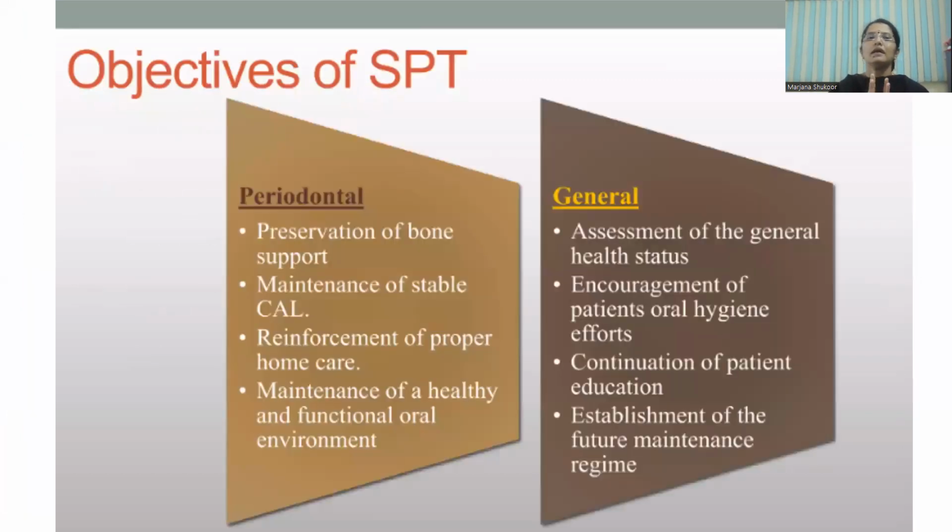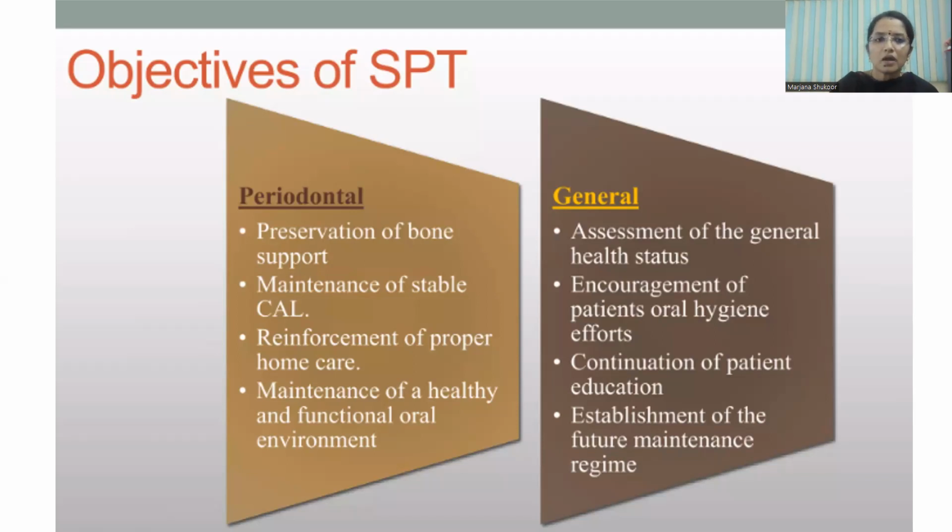Coming on to the objectives, we have 2 different objectives: a periodontal objective and a general objective. As you can see, the periodontal objectives are preservation of bone support, maintenance of stable clinical attachment level, reinforcement of proper home care, and maintenance of a healthy and functional oral environment. Coming on to the general objectives of SPT: assessment of the general health status, encouragement of patients on oral hygiene efforts, continuation of patient education, and establishment of future maintenance. You have 2 types of objectives, periodontal and general, and in each objective you have 4 points.